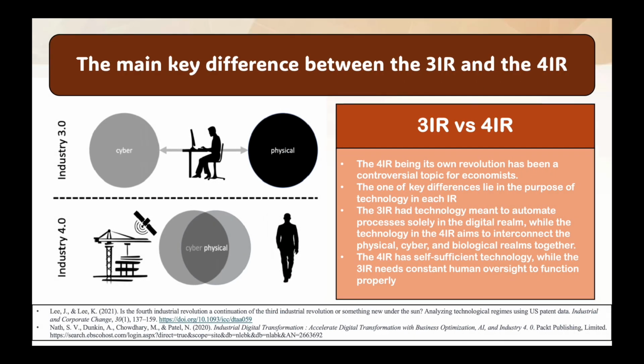The Fourth Industrial Revolution has been quite a controversial topic with economists. Many believe that rather than it being its own revolution, it is a continuation of the Third Industrial Revolution. Although both industrial revolutions do share similarity in terms of their usage with electronics, they do have differences in terms of their technology. The Third Industrial Revolution had technology meant to automate processes solely in the digital realm, while the technology in the Fourth Industrial Revolution aims to interconnect the physical, cyber, and biological realms together.